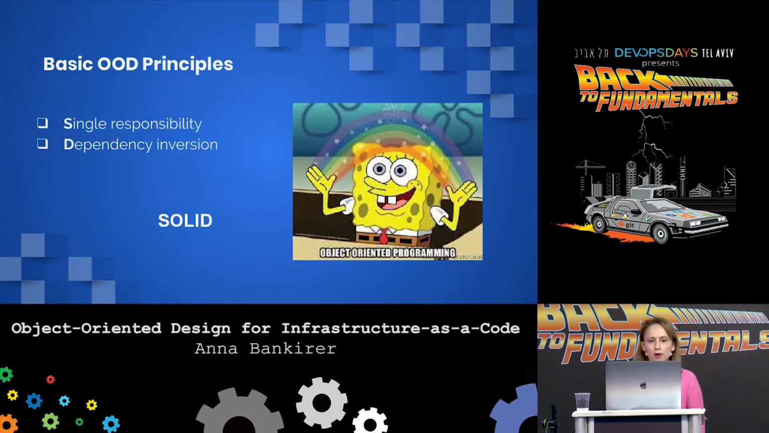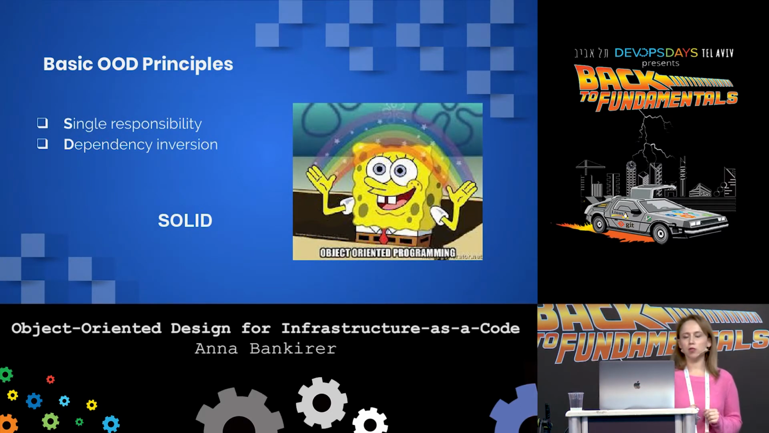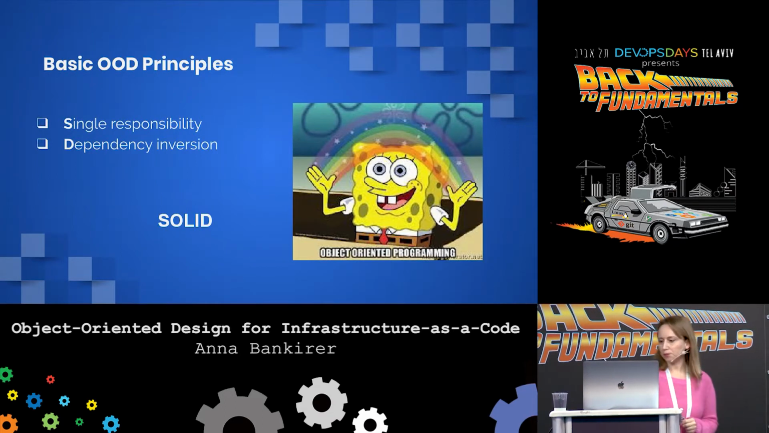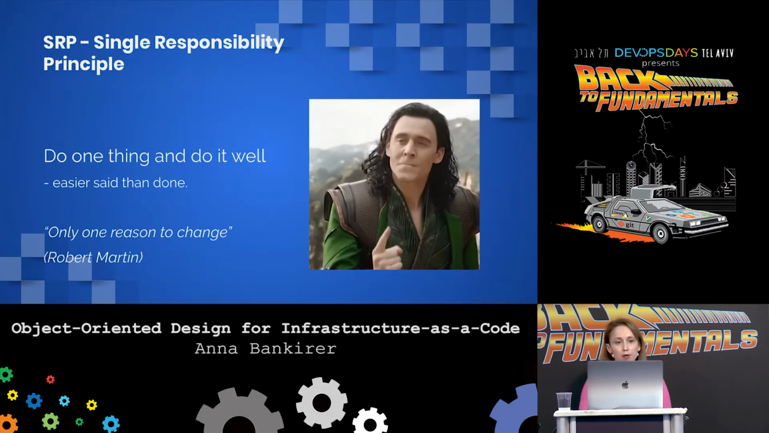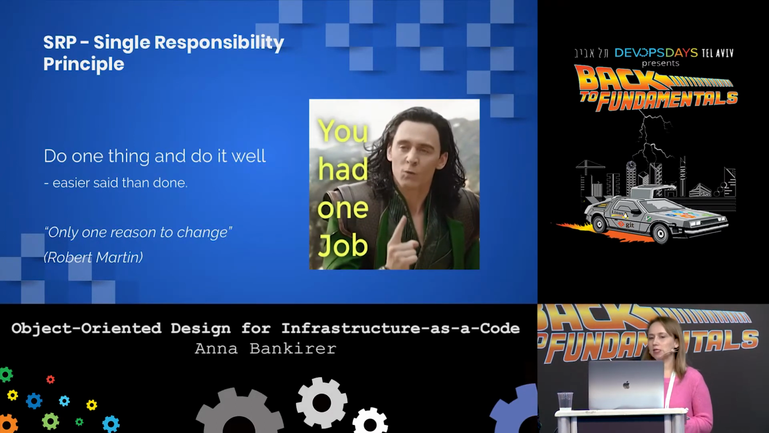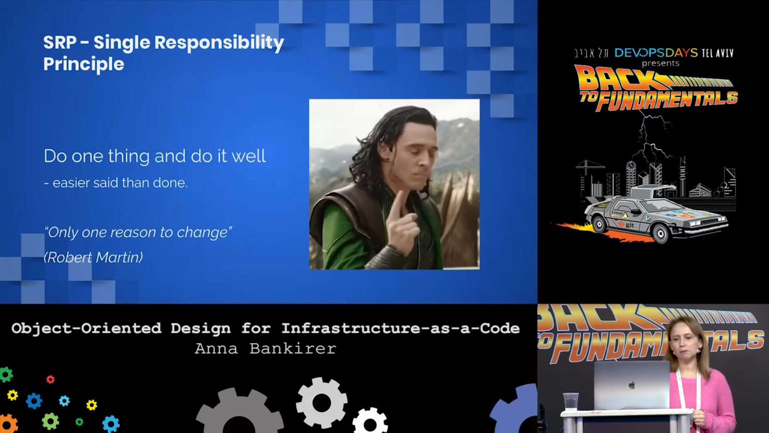Okay, so now I'm going to cover only two object-oriented principles, because as I said, it's a short talk and we need to focus. So one is the single responsibility principle, and the other is dependency inversion. Both are part of the so-called SOLID principles, which are very common in the object-oriented world. Now, single responsibility, or SRP, is probably the easiest concept to explain, but the hardest one to practice in reality.